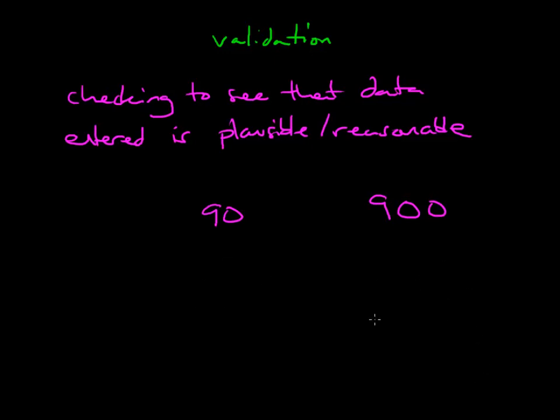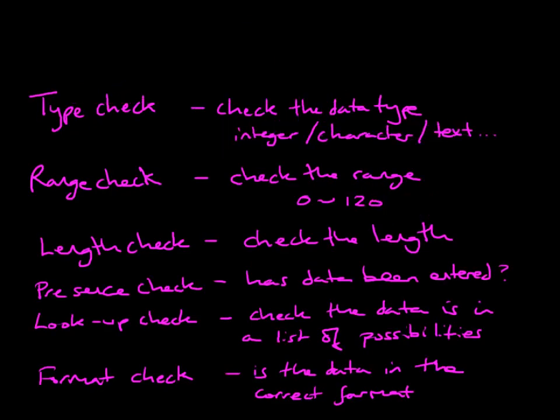Now we're going to have a look at a number of different validations which are possible, and here they are. Type check, range check, length check, presence check, lookup check, and format check. For each one of them, we're going to have a look at what that means, and then have a look at it in action, just so you've got more of an idea of exactly what it's doing. So the first one, first of all, is the type check.